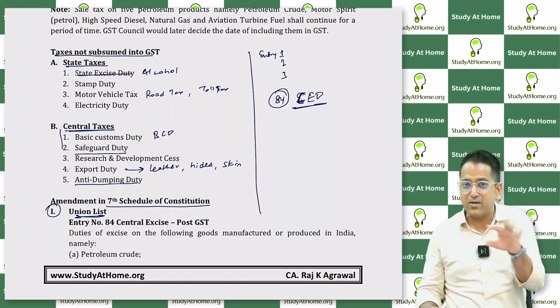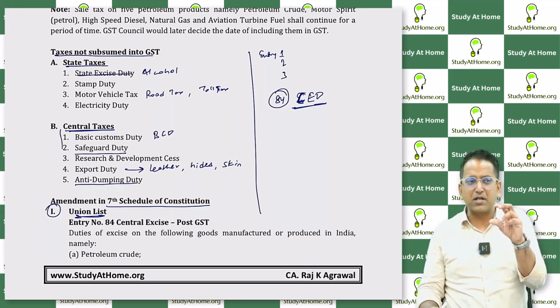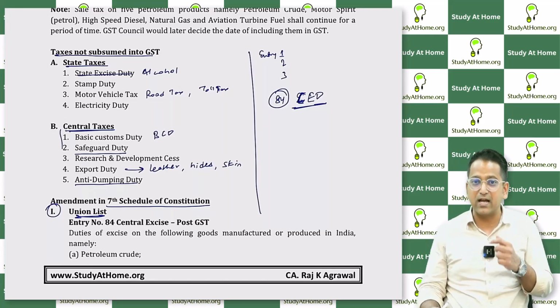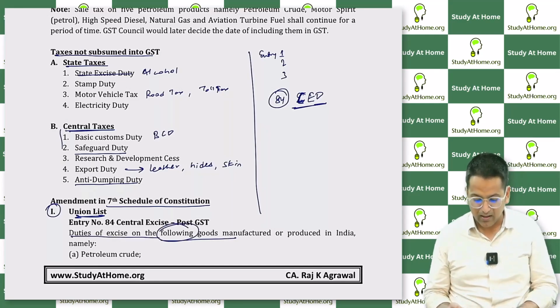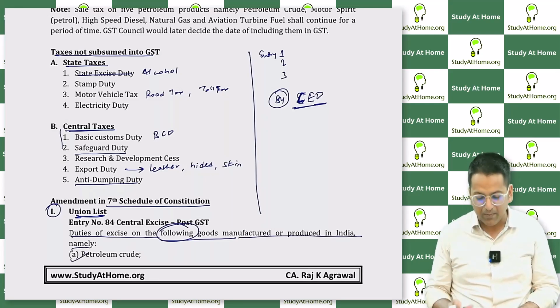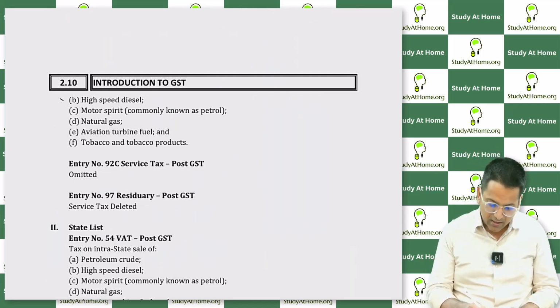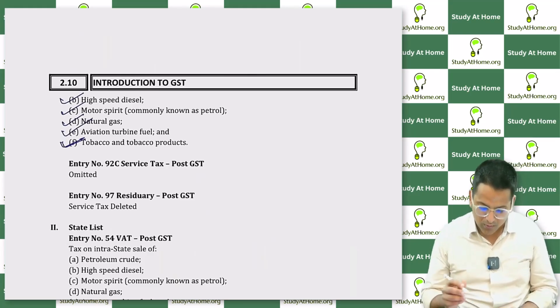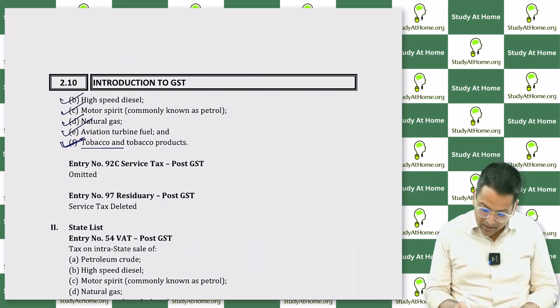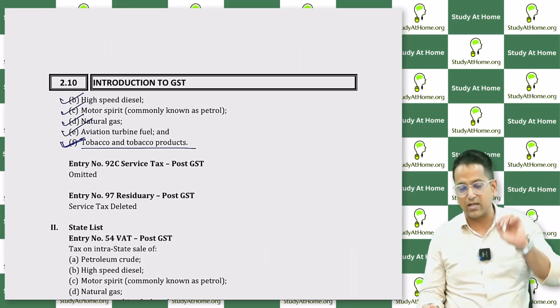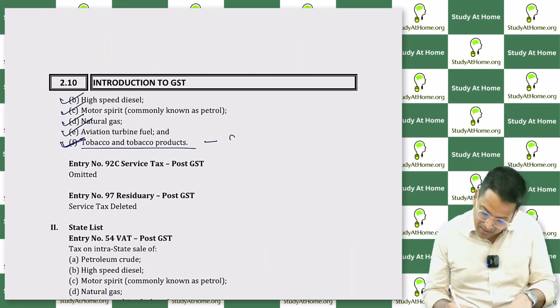But it's not completely over by 100%. Earlier, here in entry number 84, it was written central excise duty, manufacture of all goods. Now it's not written manufacture of all goods. See what is written: duties of excise on the following goods. So this now became the following goods. Okay, what are the following goods? 5 products of petroleum: crude petrol, diesel, petrol, natural gas, ATF, and tobacco products. Okay? Tobacco is that product on which the government has not abolished central excise duty, but GST is also applicable on this. Listen carefully first.